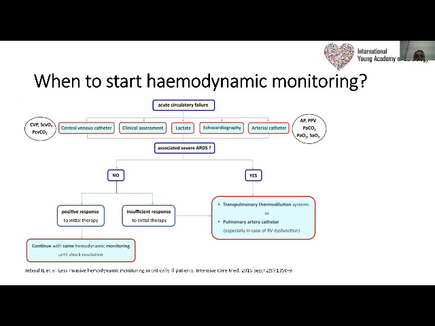If still the picture is not clear, or the patient is not responding very well to your initial management, or the patient is known or diagnosed with severe ARDS, this is the time to start some hemodynamic monitoring. If you want to start something, start with non-invasive or mini-invasive. If you cannot get the answer, or you are in a complex situation, or your patient is diagnosed with RV dysfunction or pulmonary hypertension, then you may use the pulmonary artery catheter.